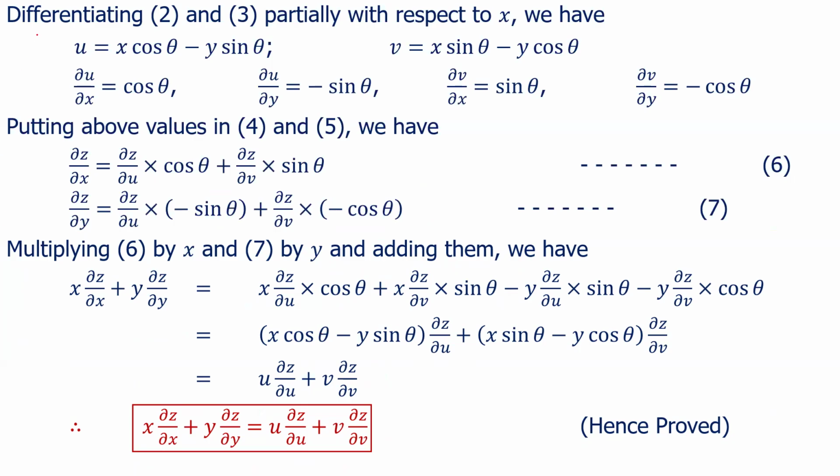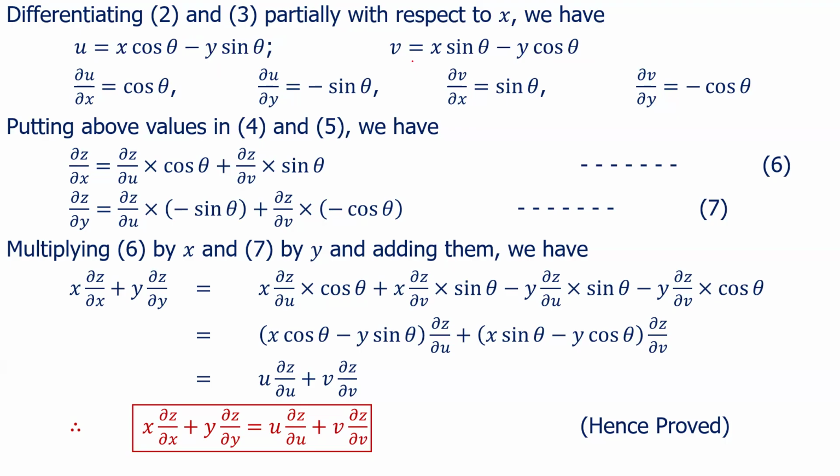So now, differentiating 2 and 3 partially with respect to x, we have u equal to x cos theta minus y sin theta, v equal to x sin theta minus y cos theta. If we differentiate u with respect to x, cos theta is constant and the derivative of x with respect to x is 1, so we have only cos theta. If we differentiate u with respect to y, the first term is constant and sin theta is constant, so minus sin theta.